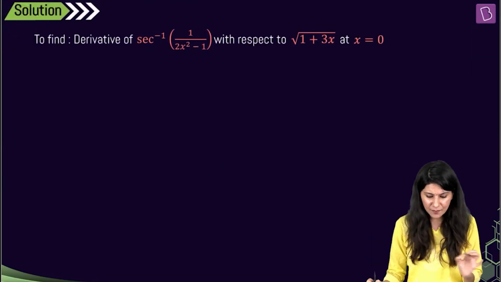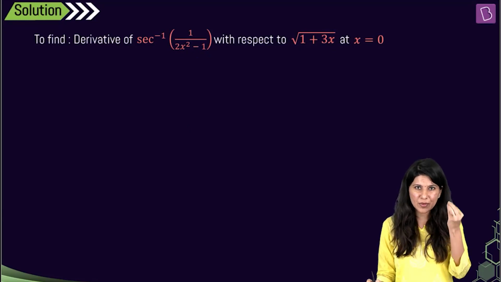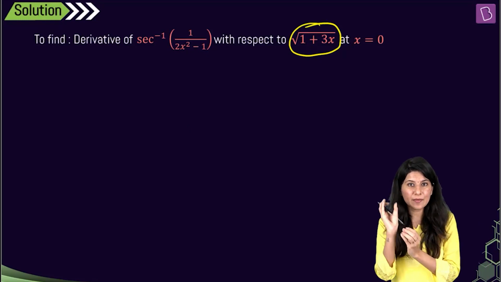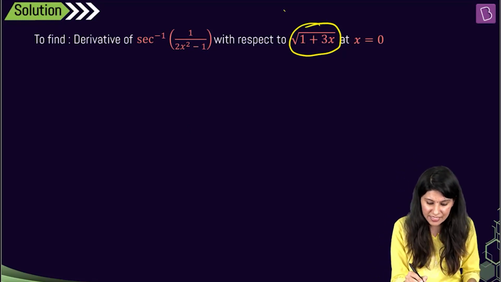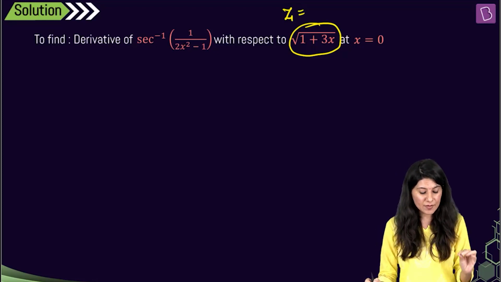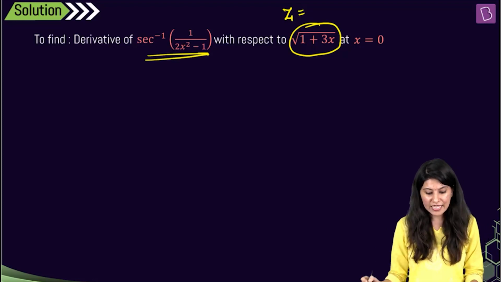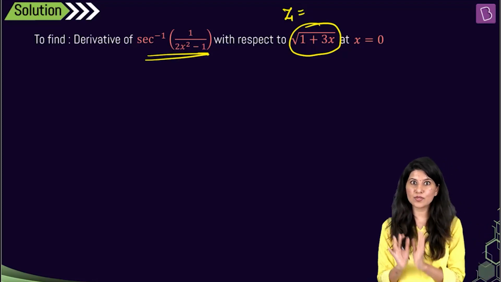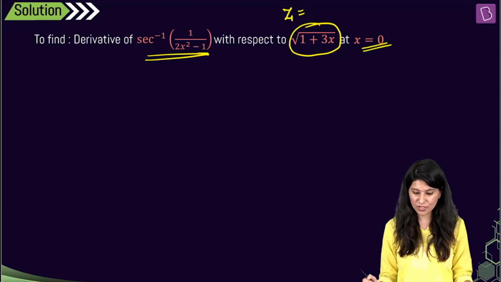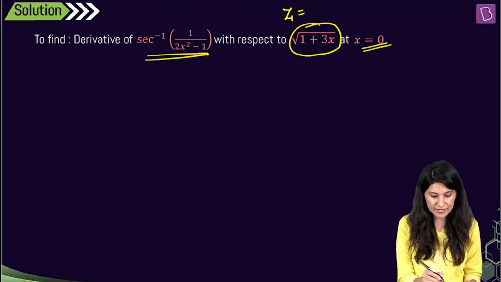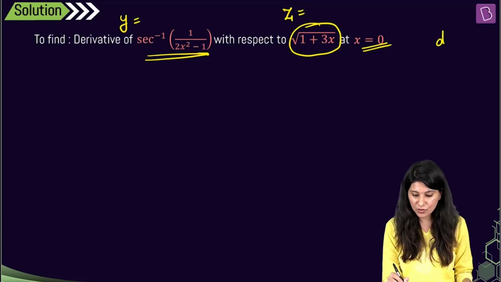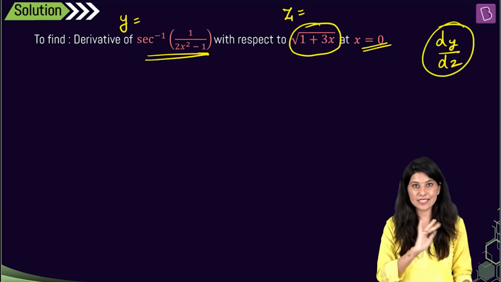So basically, the whole conclusion of this question is that with respect to any expression, if it is given to us, let's mark this expression as any other variable, let us say z this time. That means derivative of sec inverse (1 by 2x square minus 1) with respect to z we need to determine. Now this looks much easier, isn't it? And that too at x equal to 0. Now let us say that this is y. So we need to find the derivative of y with respect to z. We are looking for dy by dz in simple language.